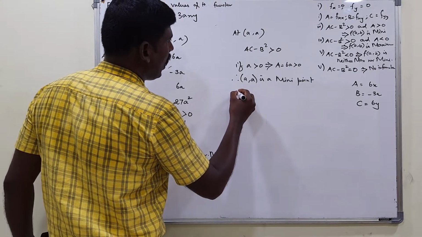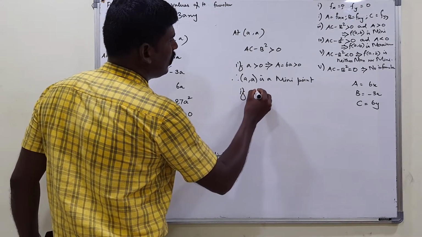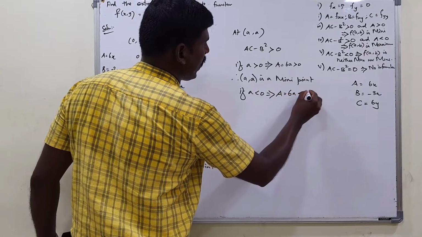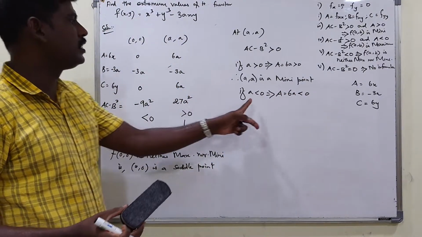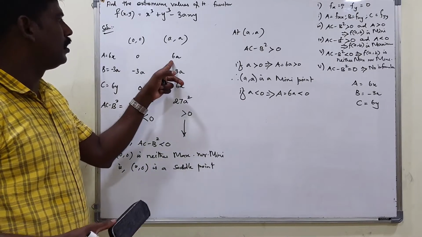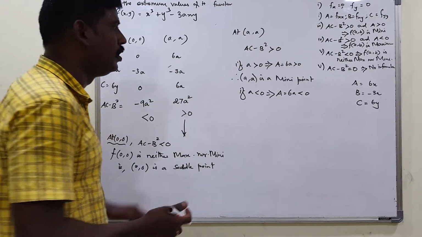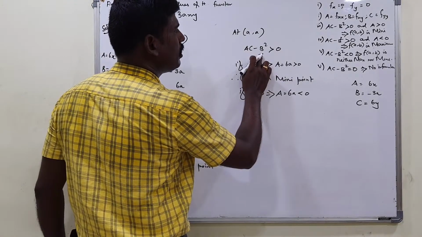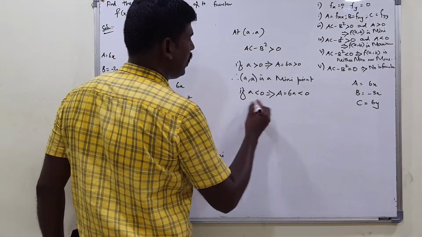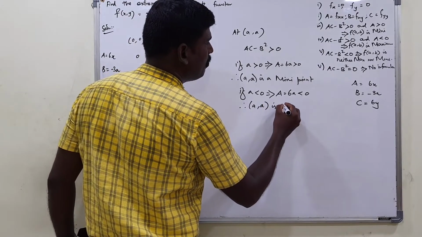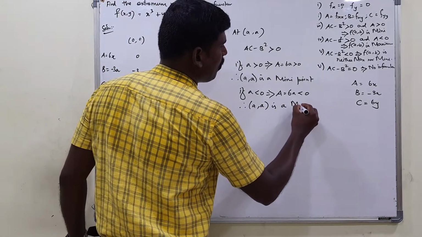Same like that, if small a is less than 0, then 6a becomes negative, so capital A becomes negative. So AC minus B square is positive, and at the same time A is negative. Therefore, the same point (a, a) becomes a maximum point.